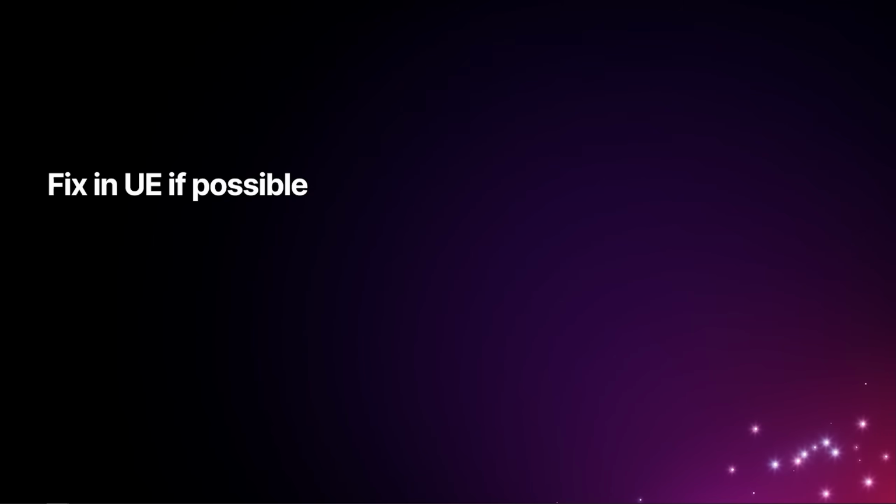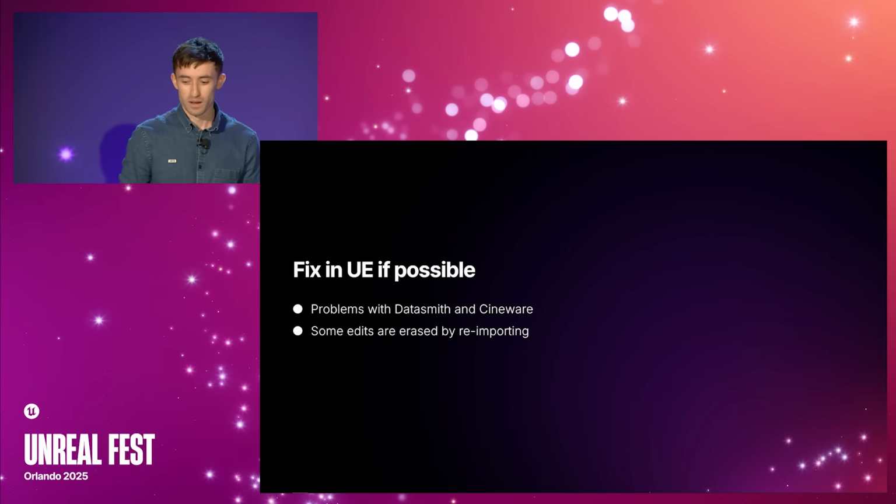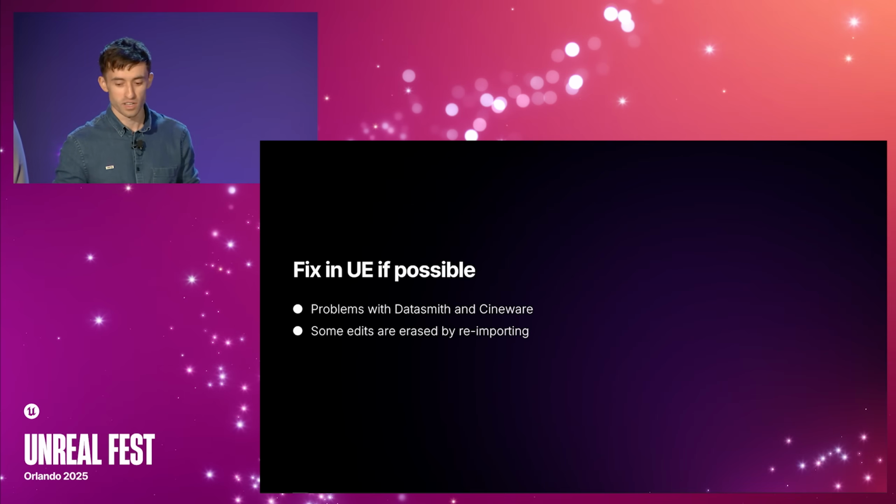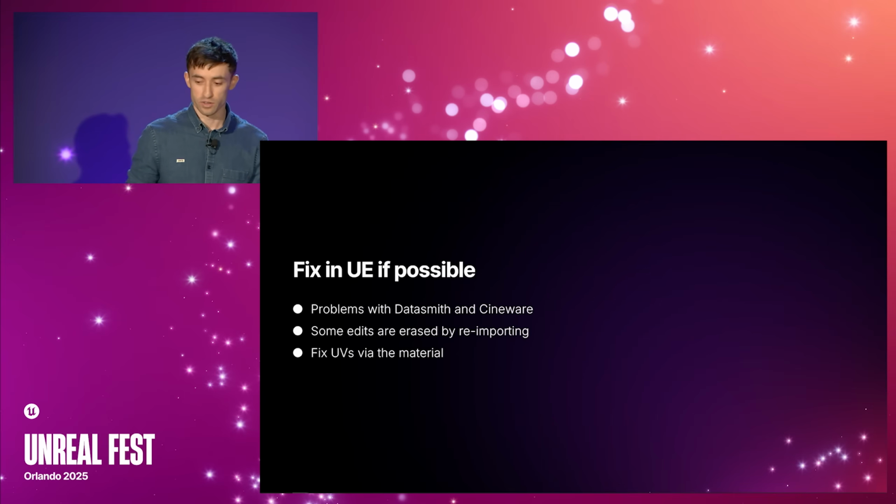So we do have the mindset that if we can fix it in UE, do that. We do still have problems with Datasmith and especially Cineware, which if you have never used Cinema 4D, we recommend that you don't use Cineware. You just go through the Datasmith approach, which we'll explain in a second. Some edits are just erased by re-importing, especially when you're working with PCG. Sometimes re-importing a Datasmith asset can cause PCG, if you don't pause it or you forget to pause it, to spend forever recalculating. And it can sometimes just mess stuff up. And if you're needing to render quickly, just do it in Unreal.